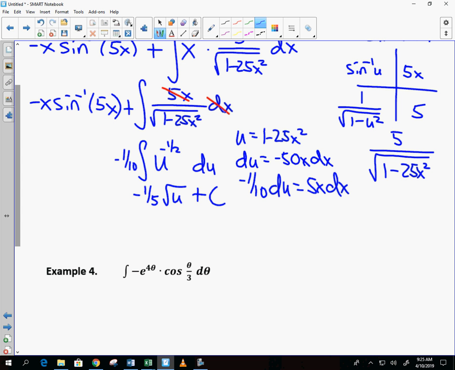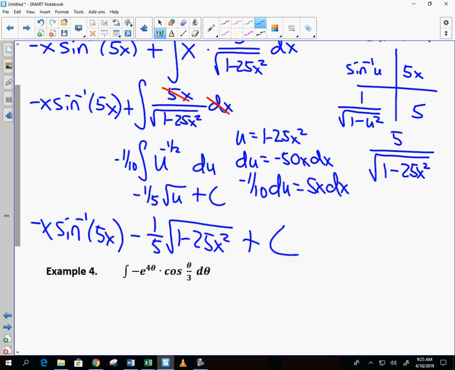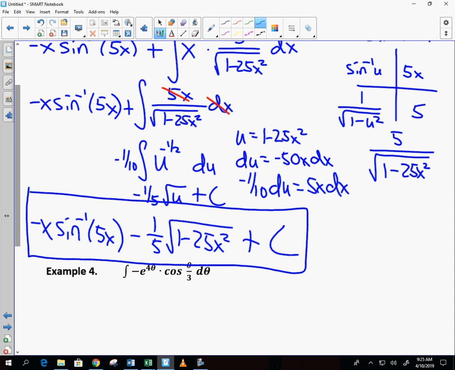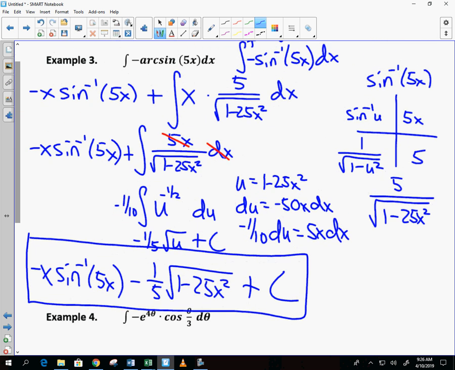And so we have our entire piece. Negative x, arc sine of 5x minus 1/5 times the square root of 1 minus 25x squared plus a constant. Turns out that that is the antiderivative of negative arc sine of 5x. Pretty cool.